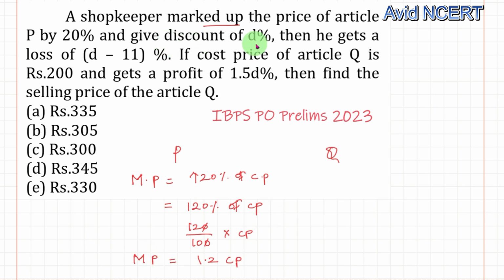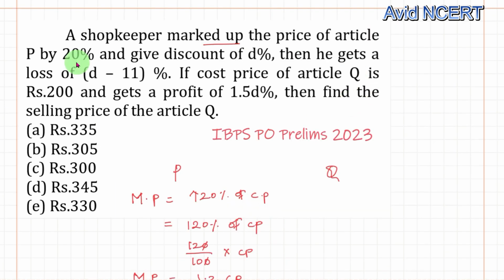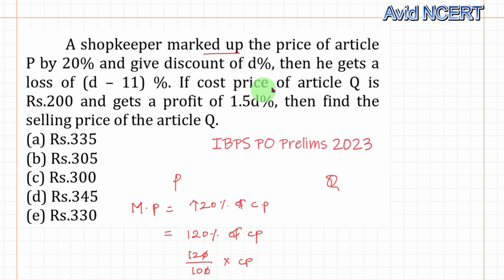Then the data we have here is a discount of D percentage. The discount he gave is D percentage, and by this he gets a loss of D minus 11%. So this is the first set of data. Now the second set of data: there is an article Q whose cost price is 200. They gave the cost price directly, and he gets a profit percentage equal to 1.5 times D percentage. Then find the selling price of the article Q. So selling price equals question mark.